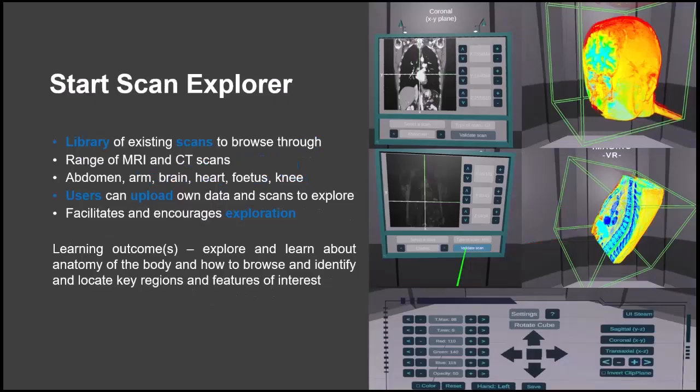The Start Scan Explorer uses a library of existing scans to browse through, and these include a range of MRI and CT scans for different parts of the body and head. In addition to this, the user can upload their own data and scans to explore. And again, the learning outcomes here are to explore and learn about the anatomy of the body and how to browse, identify, and locate key regions and features of interest.